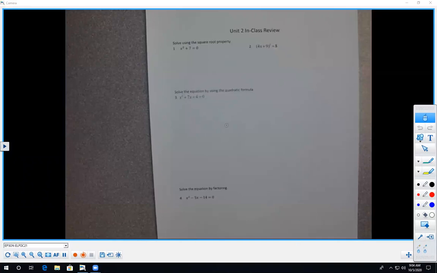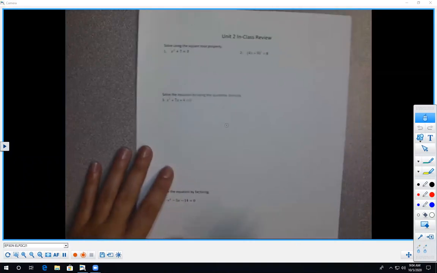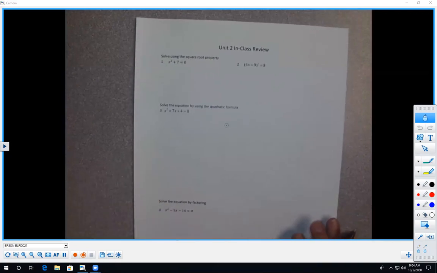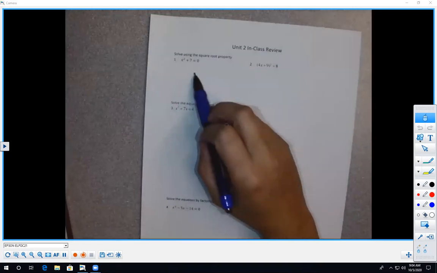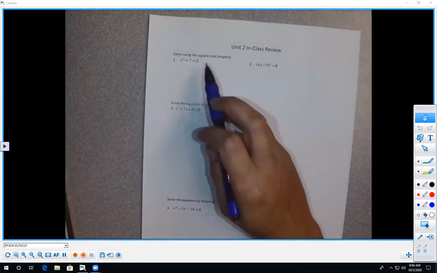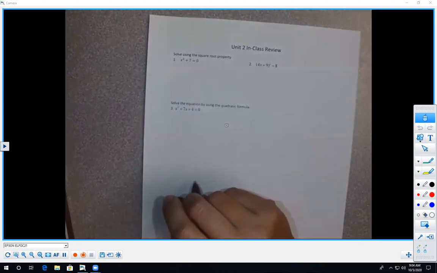So look at problem number 1. It says solve using the square root property. Look at number 1, x squared plus 7 equals 0. How am I going to solve that one using the square root property?